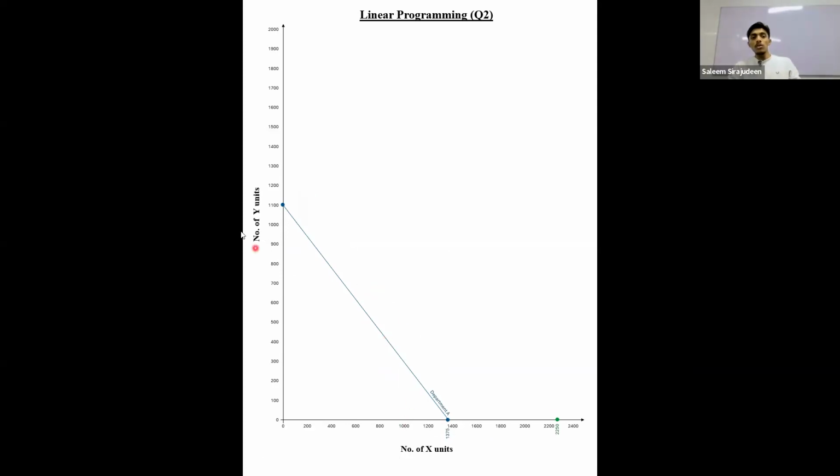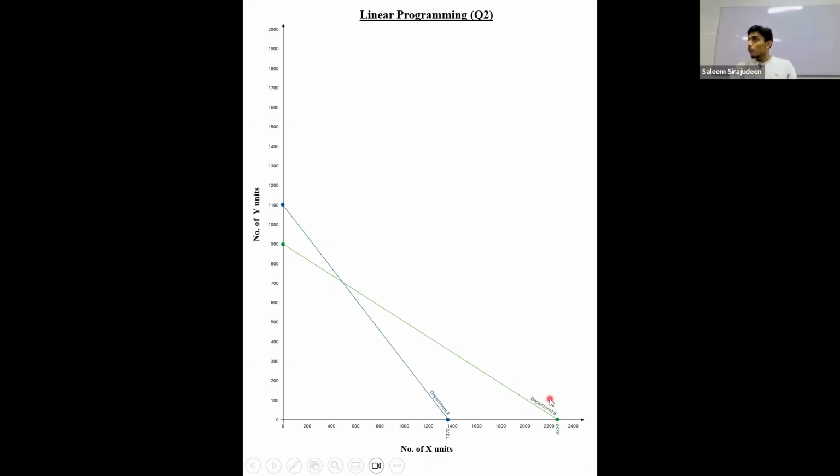Okay. Then if you are producing only Y, how many units should you produce? 900. 900 units you should produce. So I have kept the coordinate. Now what should you do? You have to draw the line. So here you have the department B coordinate. Department B constraint line is there.